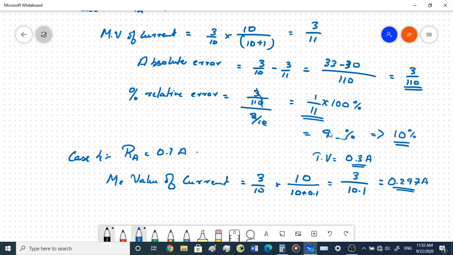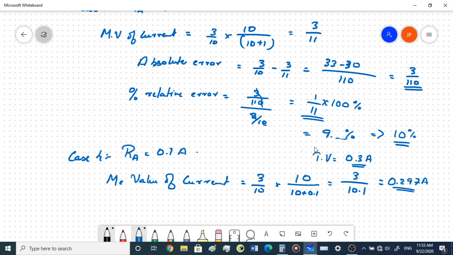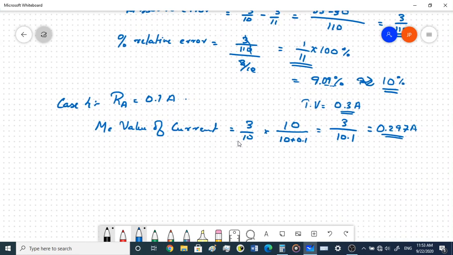We can also calculate what was the value of 1 by 11. So let's calculate 1 by 11. 1 divided by 11 comes out as 9.09. Yeah, so let's put that value over in the previous case, 9.09%, which is closely equal to 10%. That's it. Now let's find what would be the percentage of relative error.